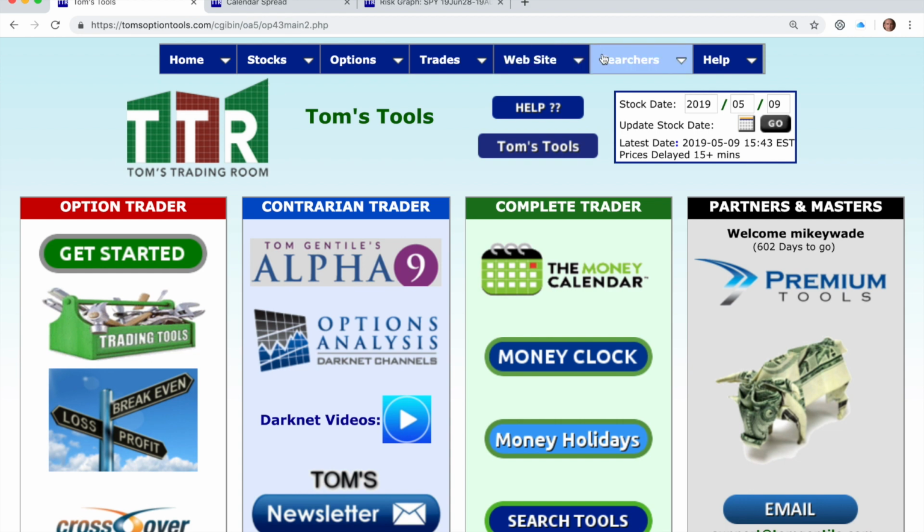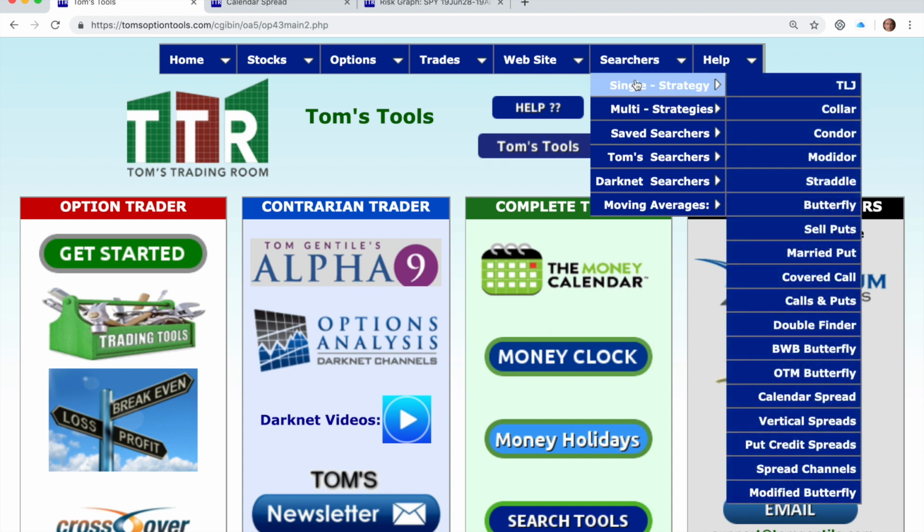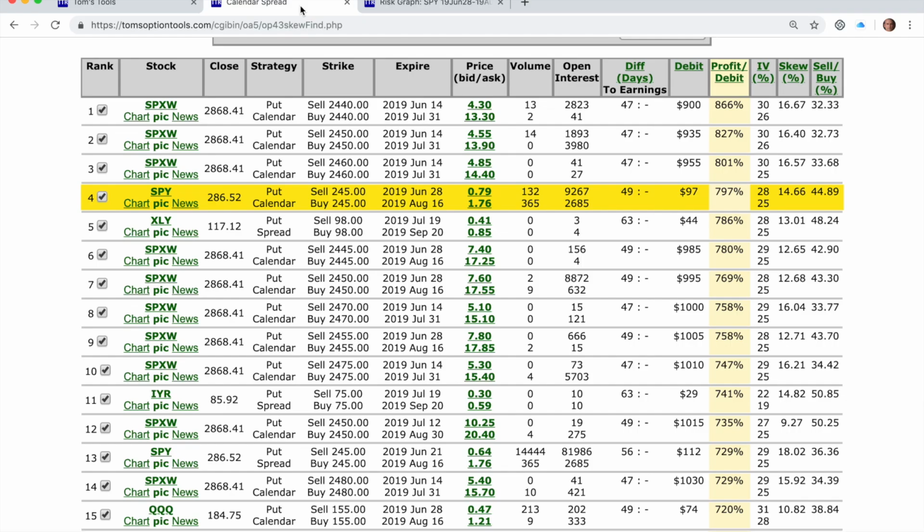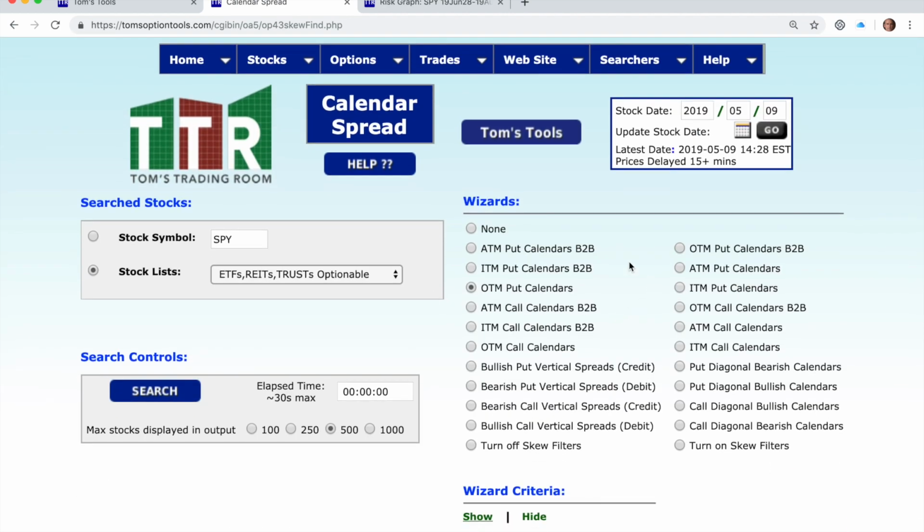Let's get into the tools and let me show you how you can find these things, because we have a scanner for it. You go to searchers, single strategy, and calendar spread. You've seen this before. You've seen this spread before. I've talked about this searcher before. And last time we used at the money put calendars. Now we're going to use out of the money put calendars.